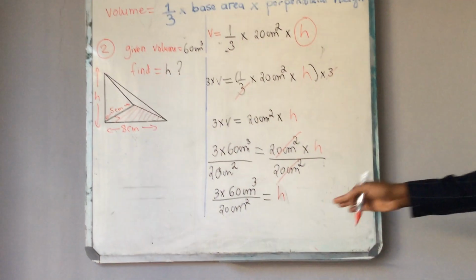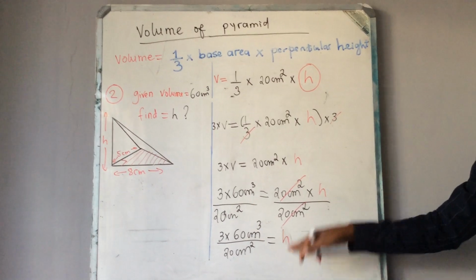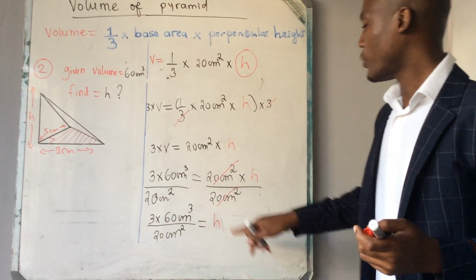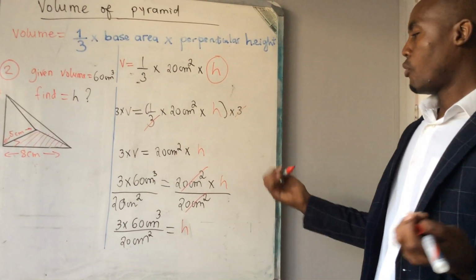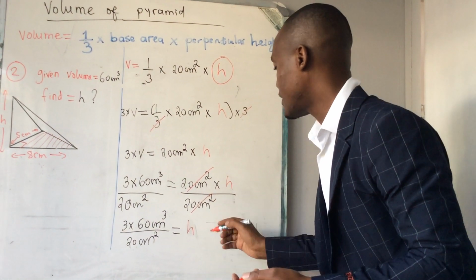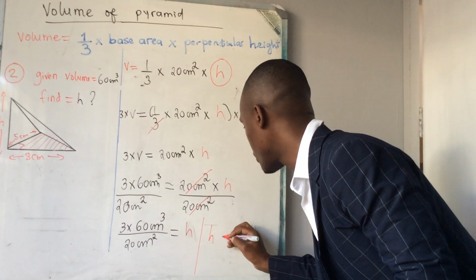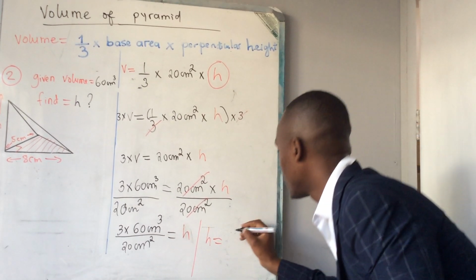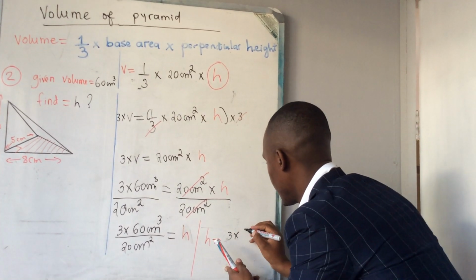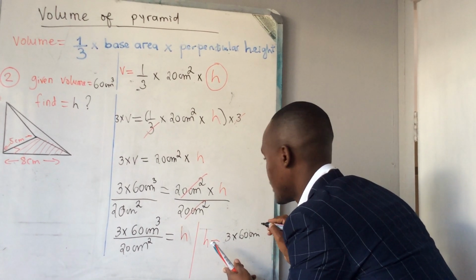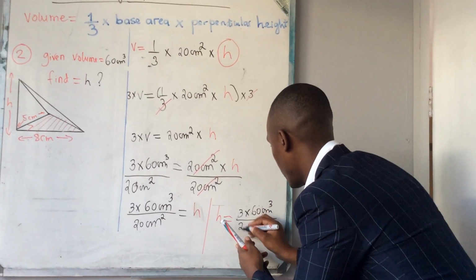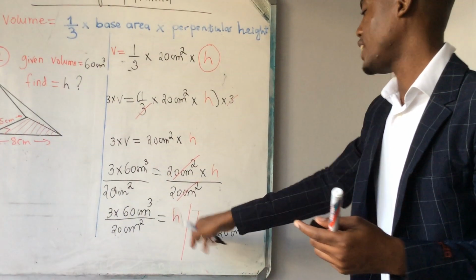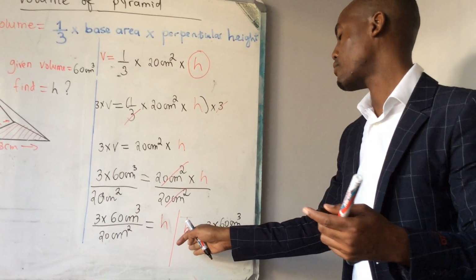And that's what we wanted, because we wanted to have h alone, being the subject of the formula. Now h is the subject of the formula. Because h is the subject of our formula, we can find the value of h. Another way of rewriting this is to say h equals 3 times 60 centimeters cubed over 20 centimeters squared. That's pretty much the same thing. I just rewrote it. It was at the back here and now it is in front.